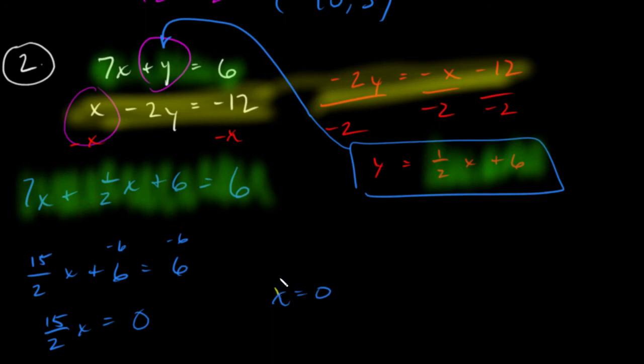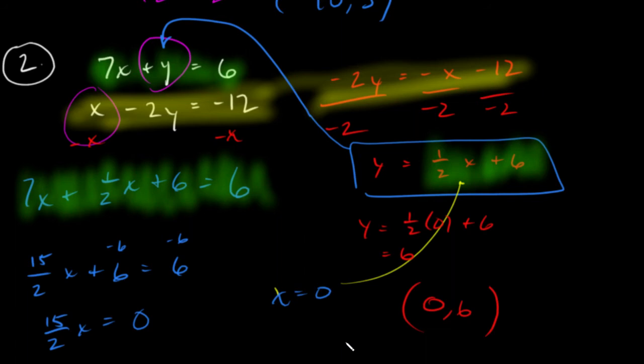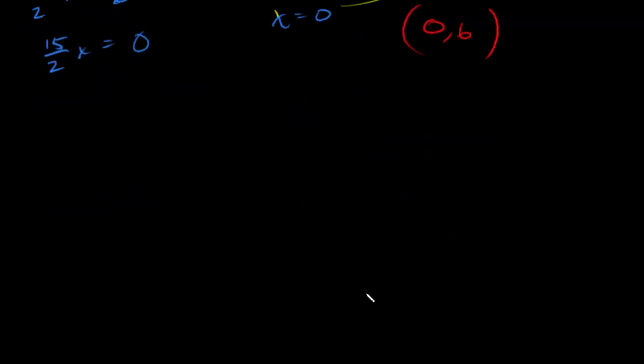Now I'm going to take this x, and I'm going to plug that in right here. And I'm going to get y equals 1/2 times 0 plus 6, which is just 6. So (0, 6). Wow, beautiful. Look at that. All right, number 3.